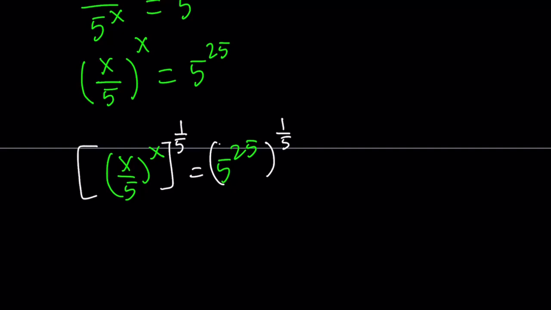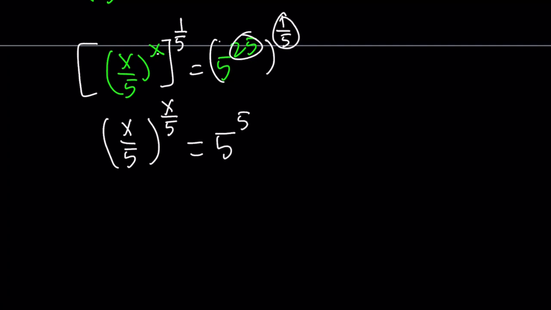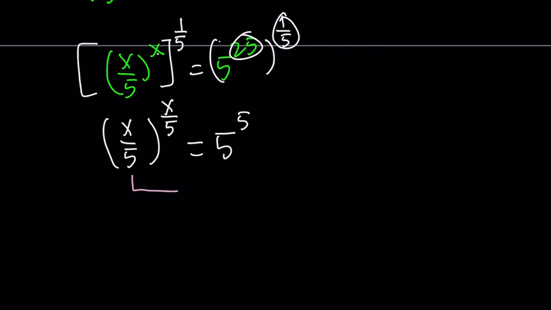Okay? Now, obviously, these two are going to be multiplied, so this gives us x over 5 to the power x over 5 equals 25 times 1/5 is 5. So it's going to be 5 to the 5. You see what I'm talking about? This is really, really cool. Why? Because now we can equate or set them equal to each other. If x over 5 is equal to 5, then this equation is going to work. I'm not saying that is the only solution, but is that the only solution? We're going to check that out.